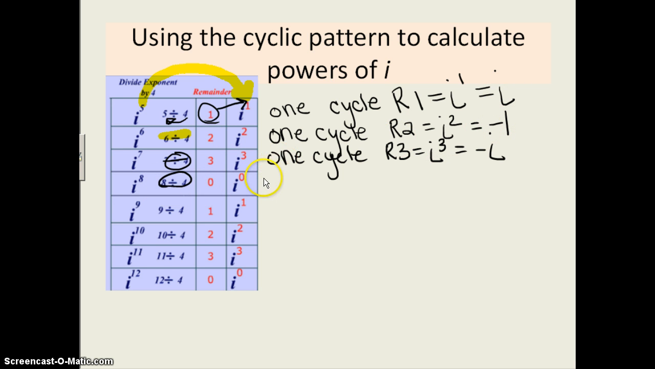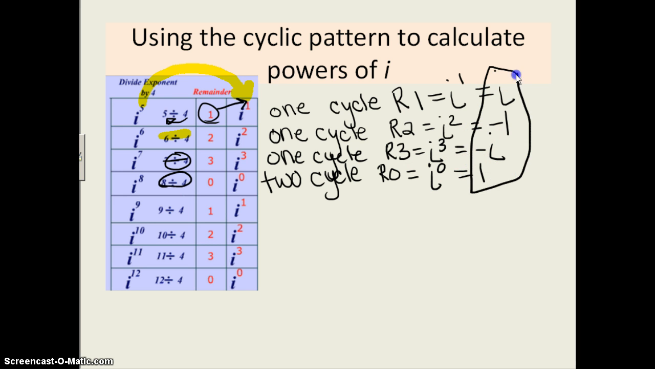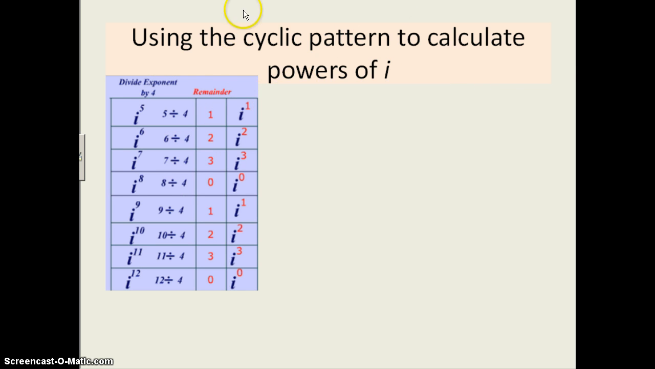And then i to the 8th. 8 divided by 4 is 2 complete cycles, because 4 goes into 8 two times with 0 remainder. It goes in evenly. Well, that's i to the 0 power. Well, that's just 1. And there we have our cycle: i, -1, -i, 1. So we can also use this dividing and using the remainder as our power on i to figure out what a power of i is going to be. So let's do some examples.